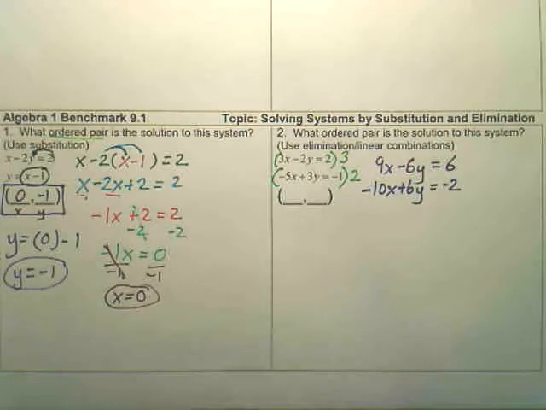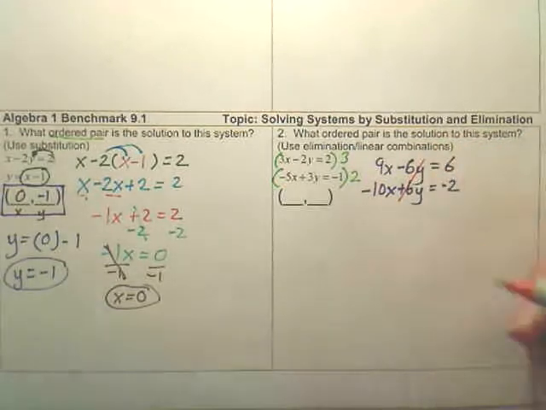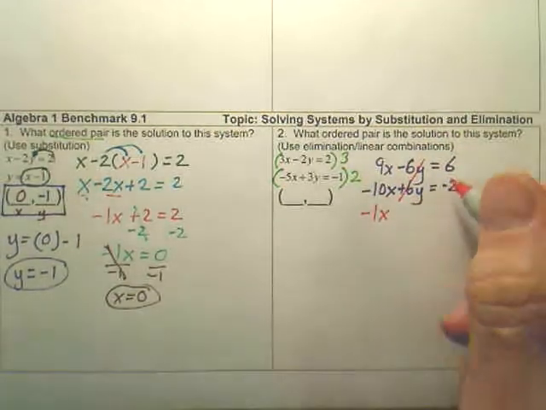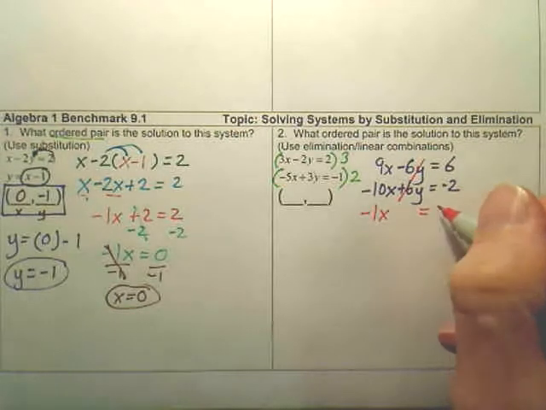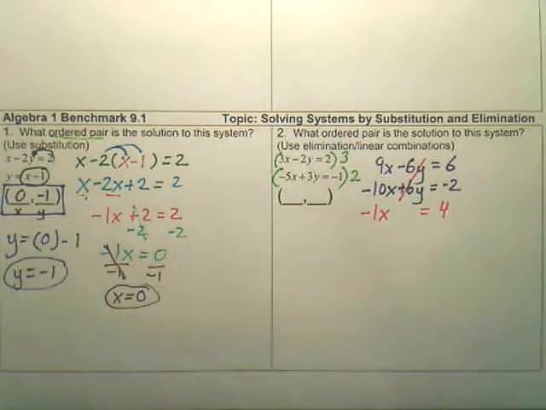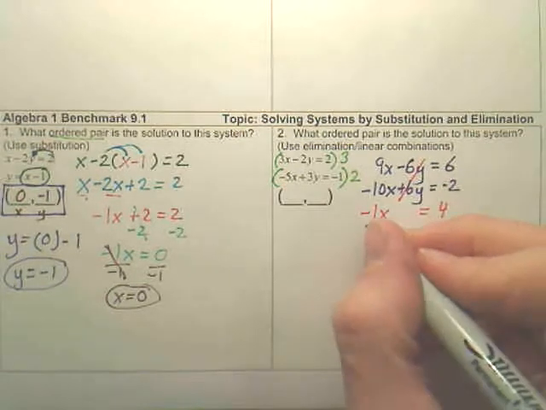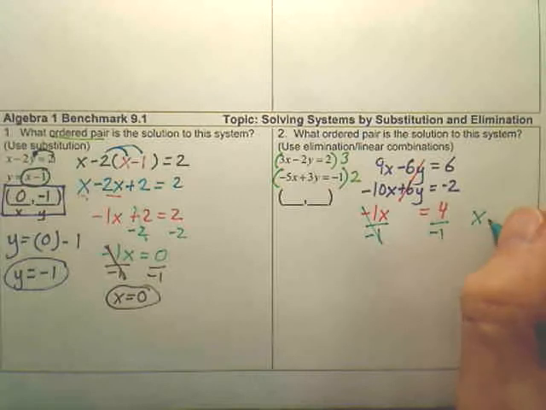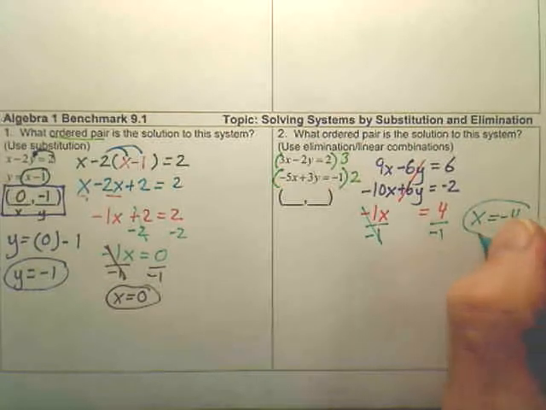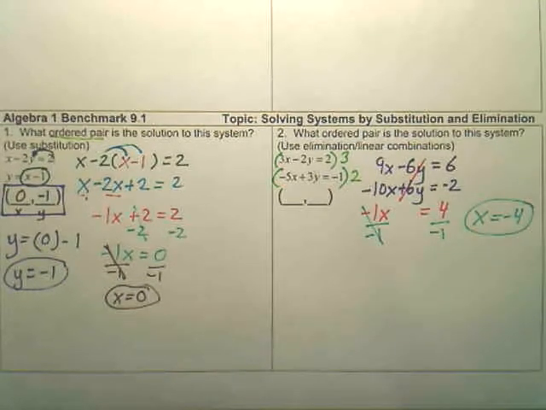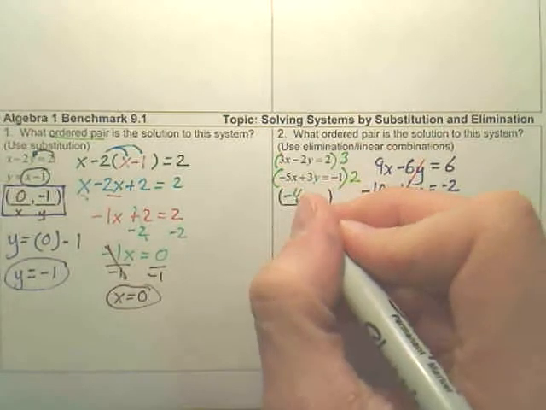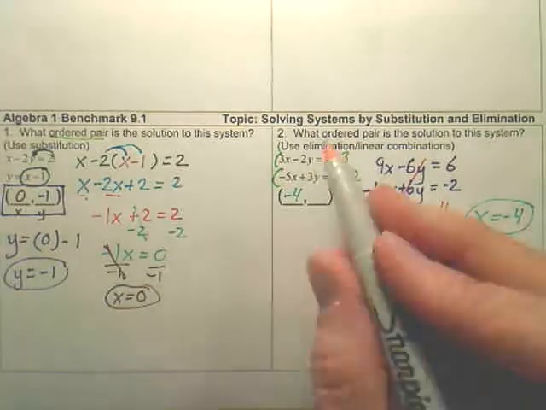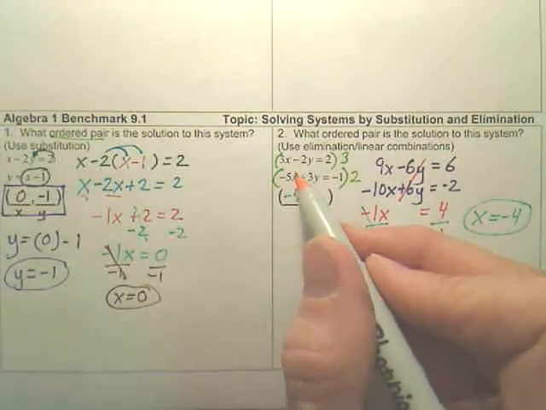So what you'll notice is if you add straight down, these cancel now. If you add straight down, doesn't that become negative 1x? And if you add straight down, doesn't that equal 4? And to solve that, can't you divide by negative 1? And you got x equals negative 4. Now what's the point of that? Well, negative 4 goes right here. How do you find y? Which of these two do you want to plug it in? It really doesn't matter which one.